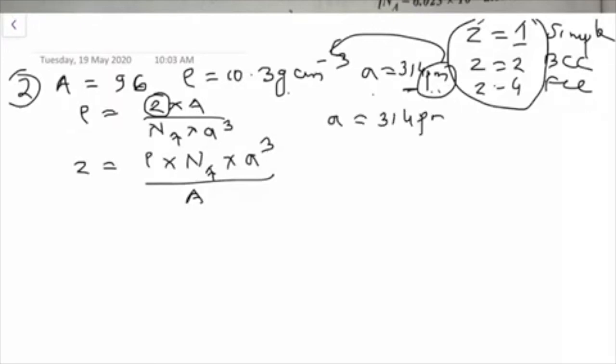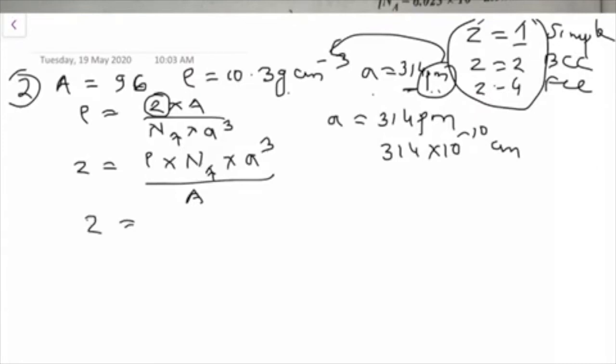A is 314 picometer, and you know that 1 centimeter equal to 10 to the power 10 picometer. So if I want to convert this picometer into centimeter, then I'll be multiplying with 10 to the power minus 10. When a picometer is divided by 10 to the power 10, I'm going to convert this into centimeter.